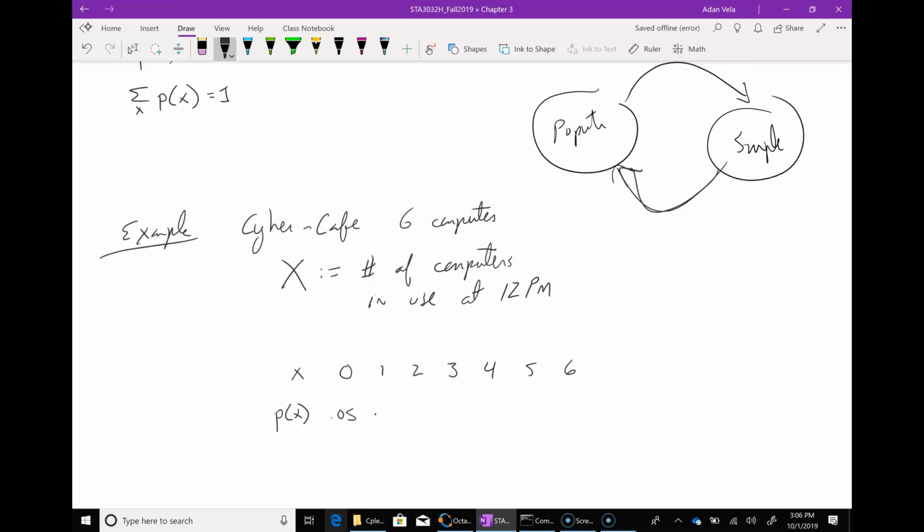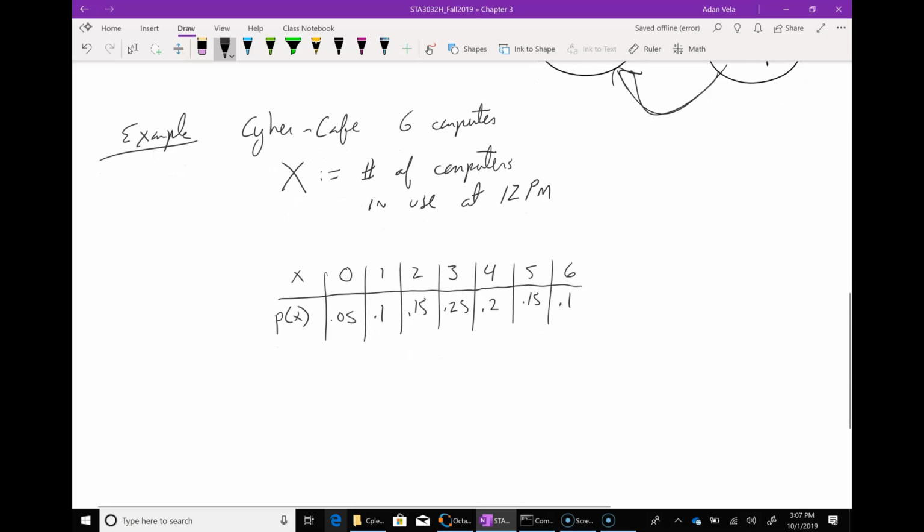Okay, so let's say we had these different probabilities. And I'll draw some lines to make it a bit clearer. Okay. So one question that we might ask is, what's the probability that at most 2 computers are used? If we're going to say at most 2 computers are in use, then what we're talking about is the probability that this random variable x is less than or equal to 2.